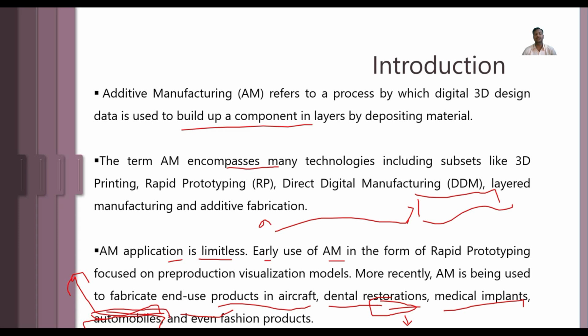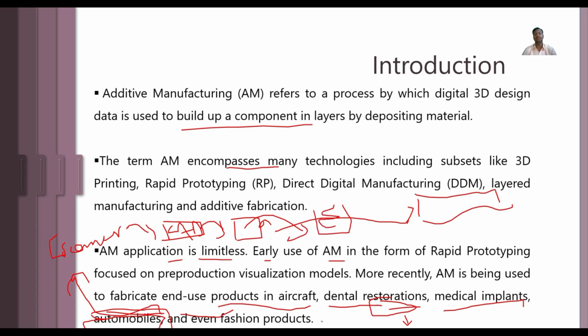In such cases, the old design can be scanned through laser scanners. The scanned images give us the CAD model. This CAD model is then sliced, and after that we go for 3D printing layer by layer.